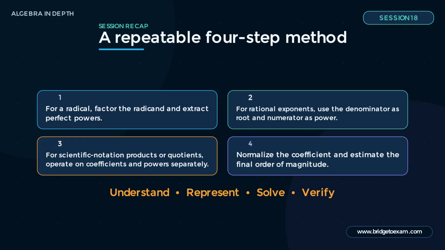Session 18 recap. For a radical, factor the radicand and extract perfect powers. Next, for rational exponents, use the denominator as root and numerator as power. Then, for scientific notation products or quotients, operate on coefficients and powers separately. Finally, normalize the coefficient and estimate the final order of magnitude. A complete solution shows the reasoning, checks the result, and states what the answer means.